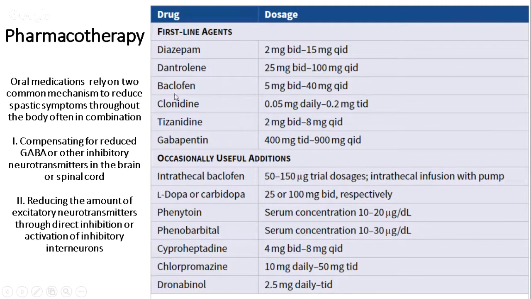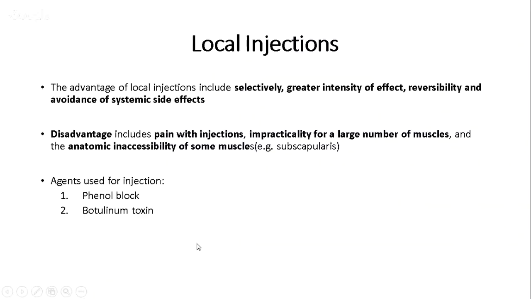Diazepam 2 milligrams, then dantrolene, baclofen. I think we use clonidine too. I think gabapentin is something we can try too in the clinics, but we haven't gone to this that often for treatment. You can do local injections.